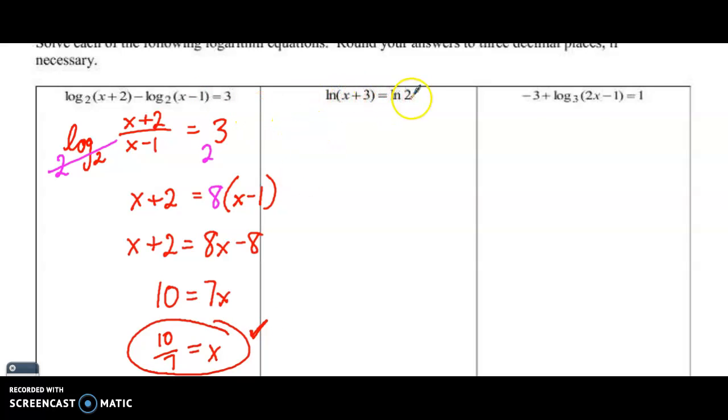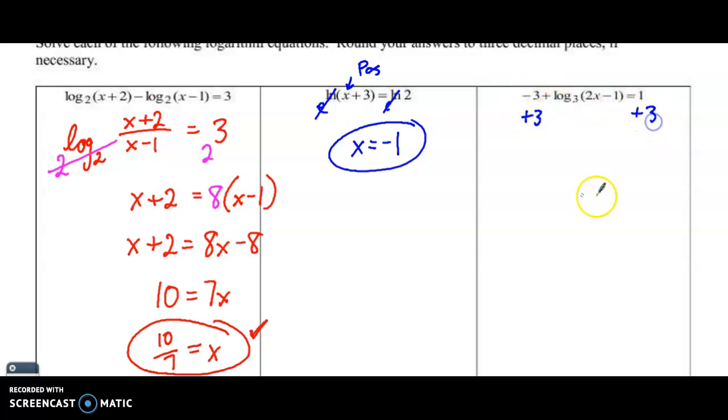This next one, if you notice, we have logs on both sides. Pretty straightforward, though, that you can take e to both sides, but they're going to be equal. So x plus 3 equals 2. So if I subtract 3 over, I get x equals -1. Now, this is an okay answer. Even though it's negative, when I plug in a negative right here, -1 plus 3 gives me a positive number. So I do get a positive, and we can natural log that.